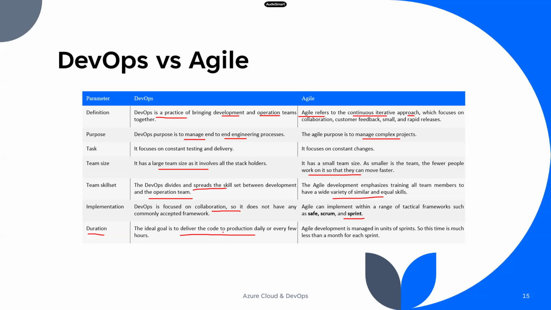So the ideal goal is to deliver code to production daily or every few hours, right? Which means if the developers have some updated code, it can be delivered to the production environment every few hours, which means it's that fast. Agile development is managed in units of sprints, so this time is much less than a month or something, because each sprint has to be completed. So comparatively, DevOps will reduce the time in between releases.